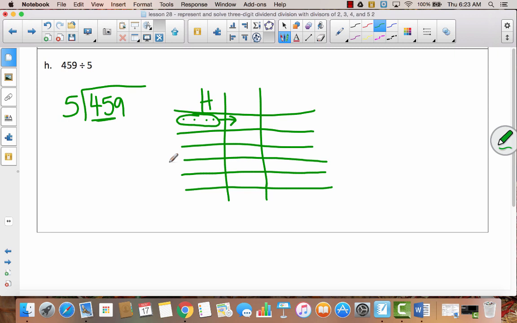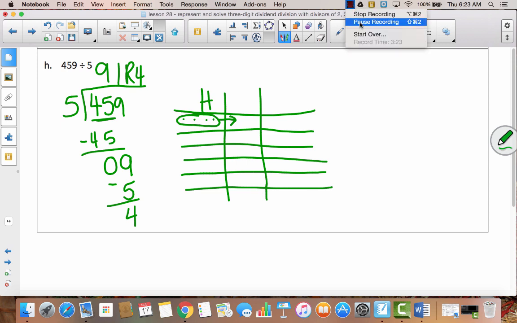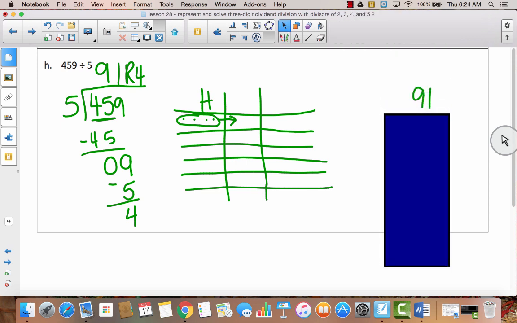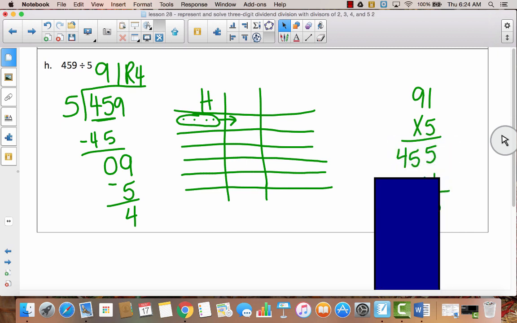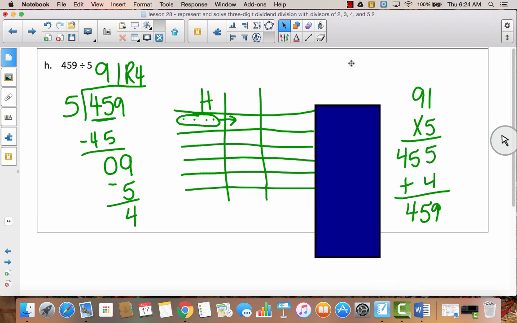Now I can divide 45 tens by 5. When I count by 5s to 45, it takes 9 5s. And 9 times 5 is exactly 45. And then after this, it's just like any other problem. I have no tens left over. I'm going to divide my ones. 9 ones divided by 5 is 1. And when I subtract, I'm left with the remainder of 4. All right, so go ahead and check and see if you get 459. Okay, so when I had 91 times 5, I ended up with 455. Then I added 4, which gave me 459.